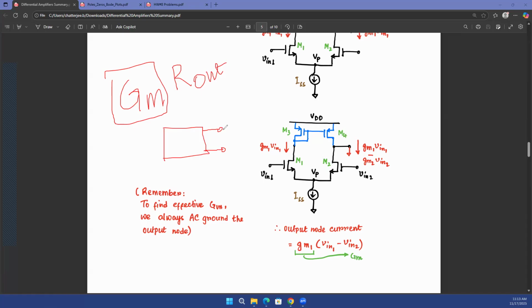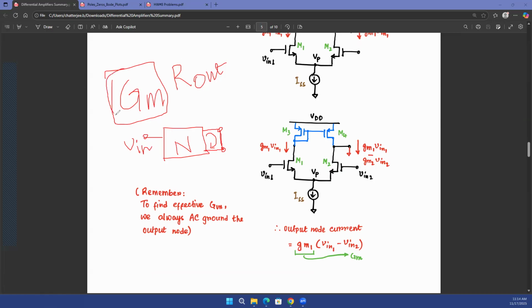But if we want to find out the current, you short those two. You short the two terminals at the output, and find out what is the current flowing at the output. So that's the Norton equivalence of the same thing, right? If you want to find out GM as a function of my input voltage, how much current am I getting at the output? So you short your output terminals. That's what you do for a Norton equivalent.